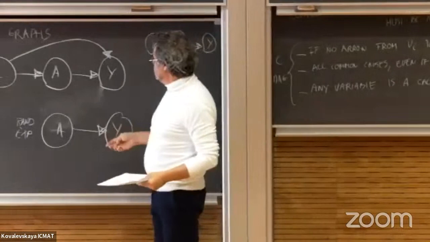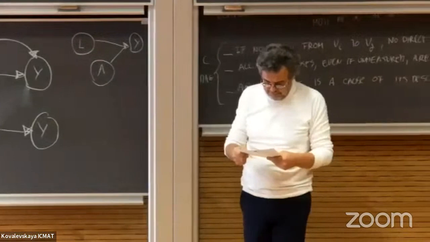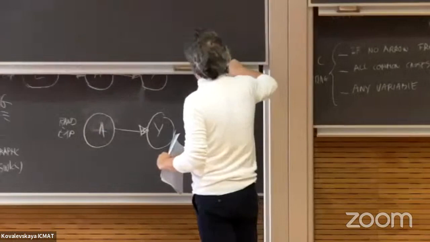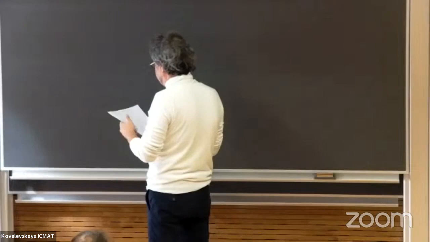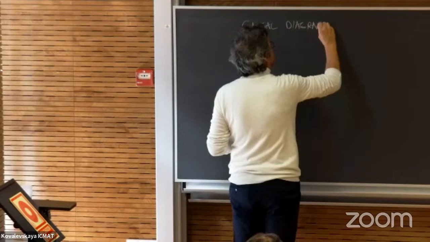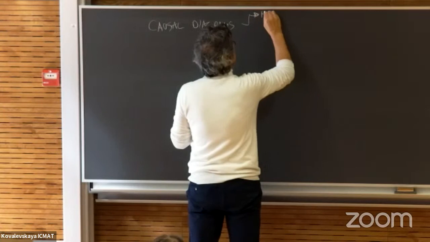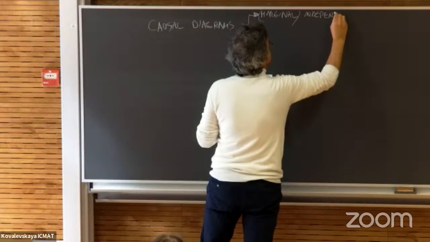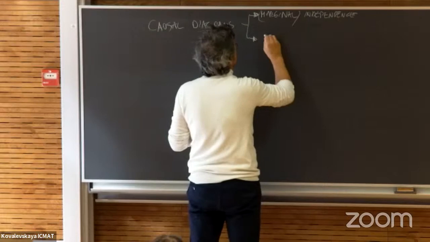Yeah, so this can be used as well for observational studies. So that's the kind of definition. The next thing to discuss is how to relate causal diagrams with two conditions, which are important. One is marginal independence, or independence, and conditional independence.